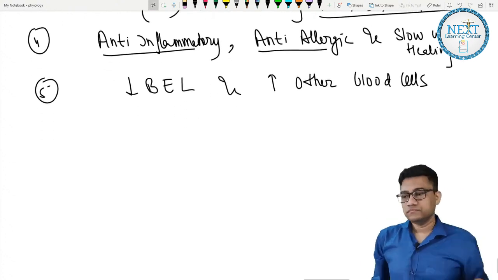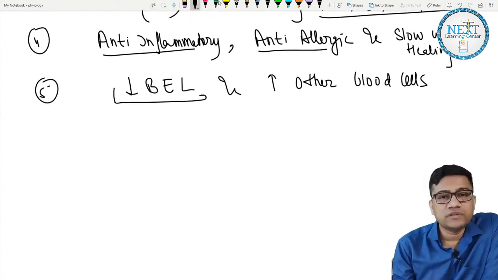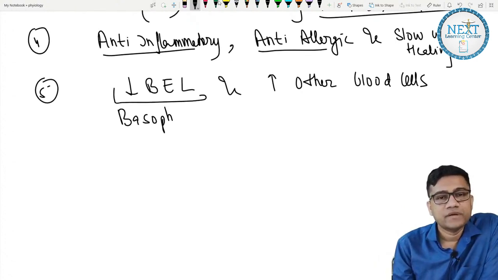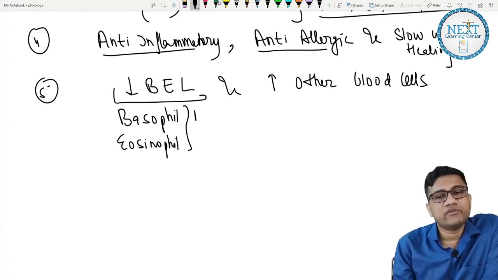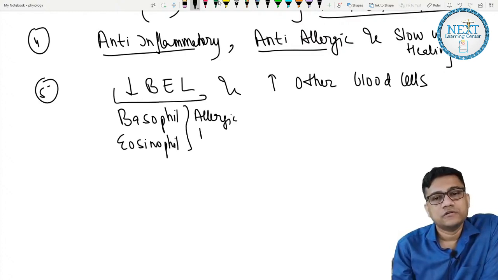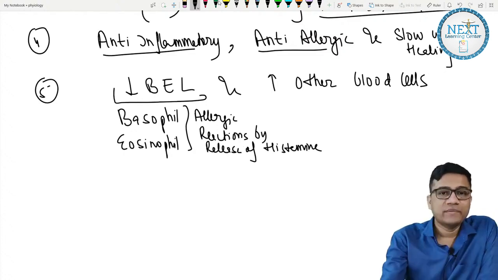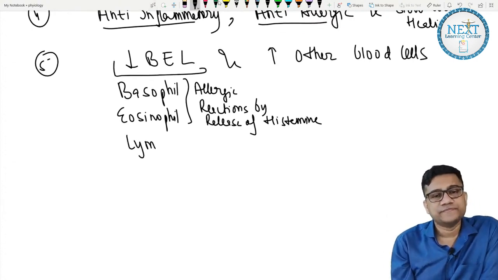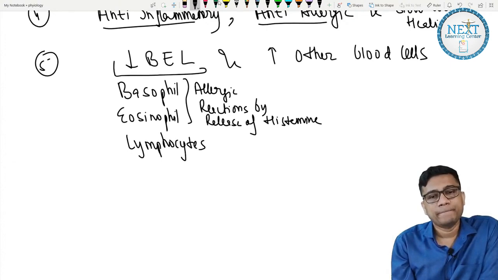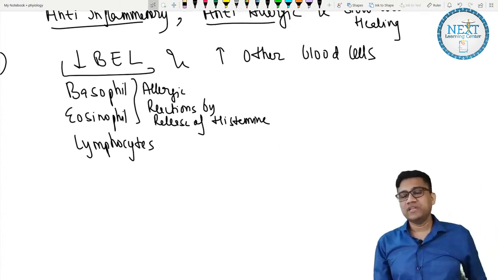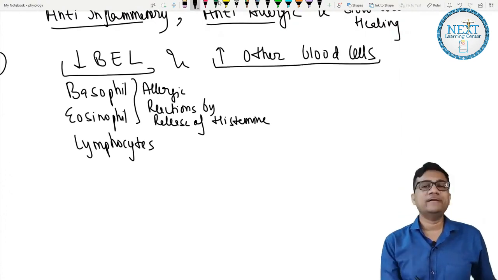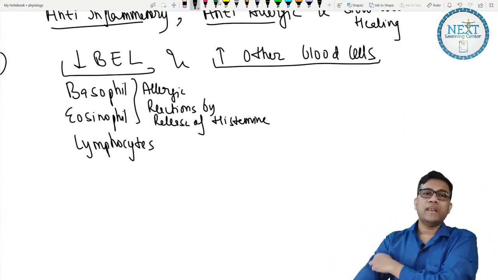Now, what is BELL? BELL is basophil and eosinophil. And remember, they both are causing allergy. So they are for allergic conditions, by releasing histamine. So release of histamine, okay, basophil, eosinophil, and also lymphocytes. Okay, and they will increase all other blood cells.